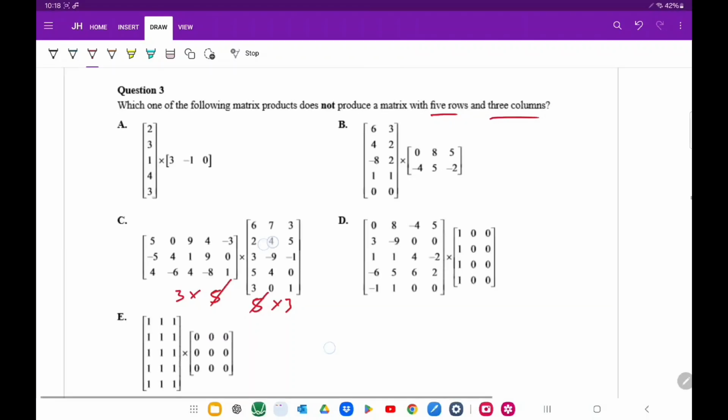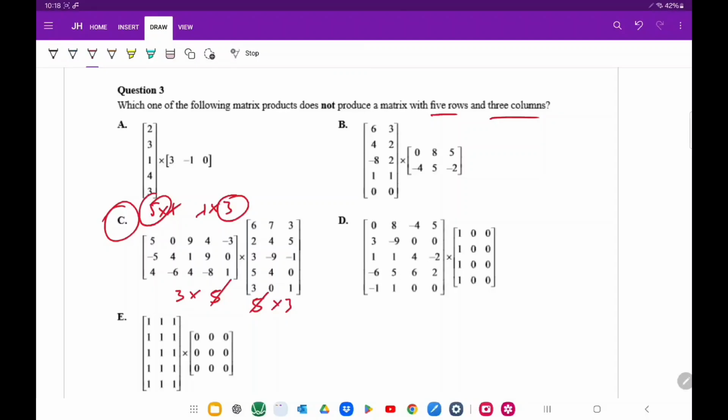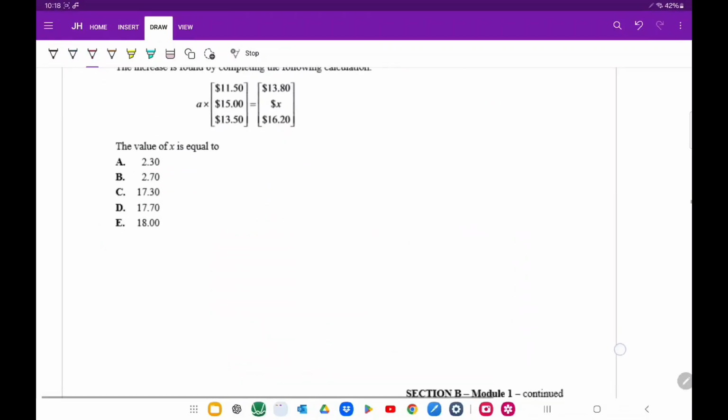Let's just take another one for example. This is a 5 by 1 and this is a 1 by 3. So yes, it will end up with a 5 by 3. So that means we've got C as the correct answer for this one.